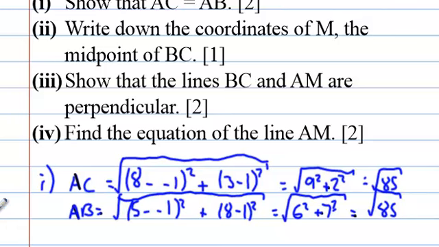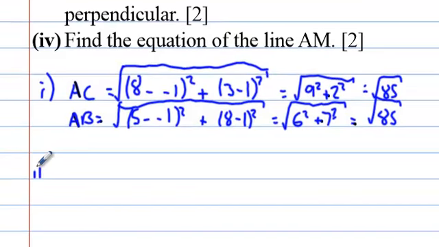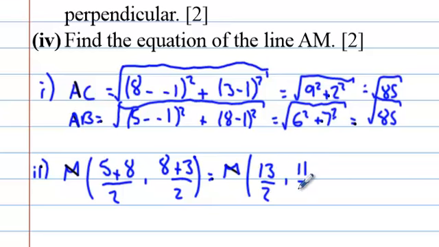For part 2, write down the coordinates of M, which is the midpoint of BC. It says write down, but there's still a little bit of calculation to do here. So for M, we need to average the values of B and C. So it's 5 plus 8 over 2, comma 8 plus 3 over 2. So that gives us the coordinates of M as 13 over 2, comma 11 over 2.